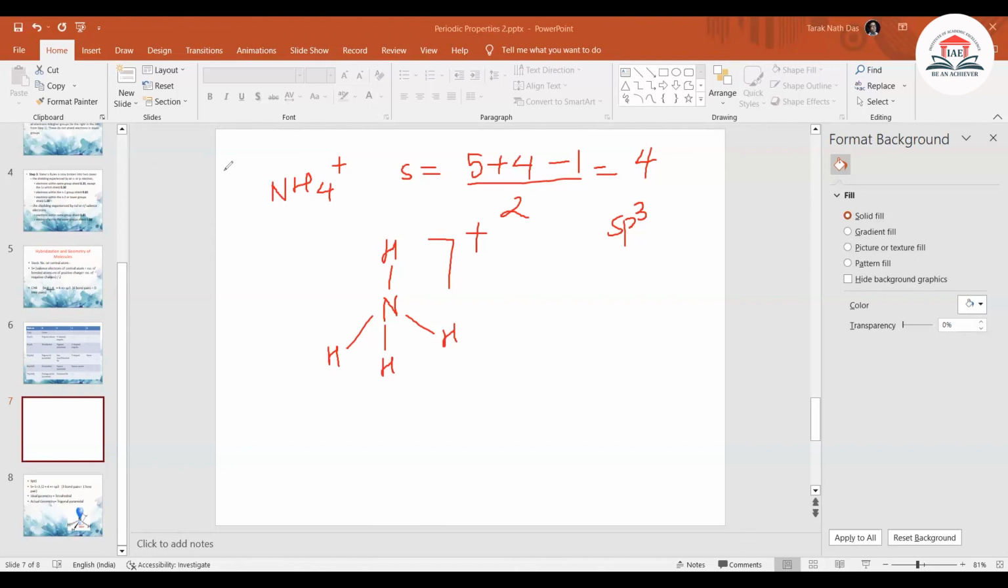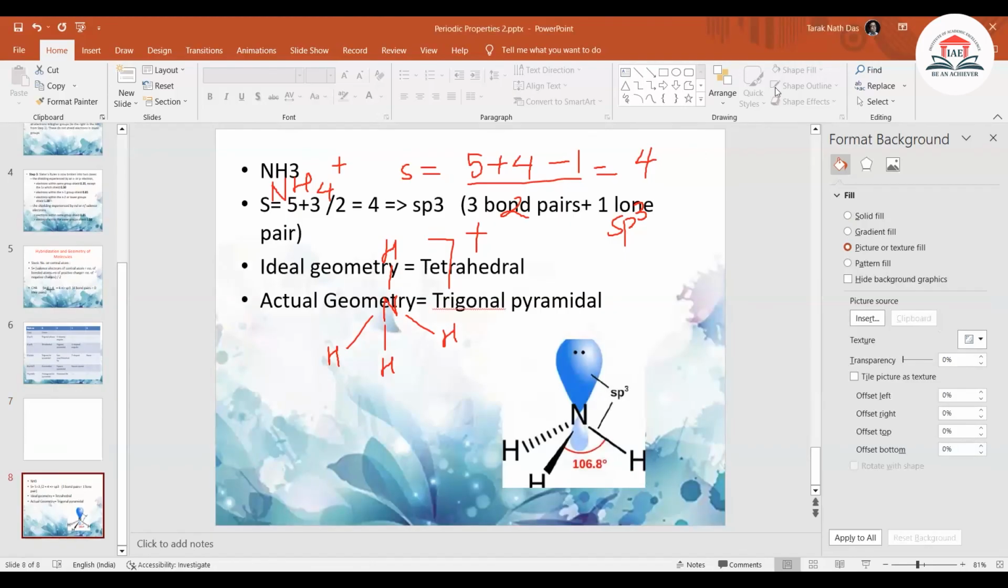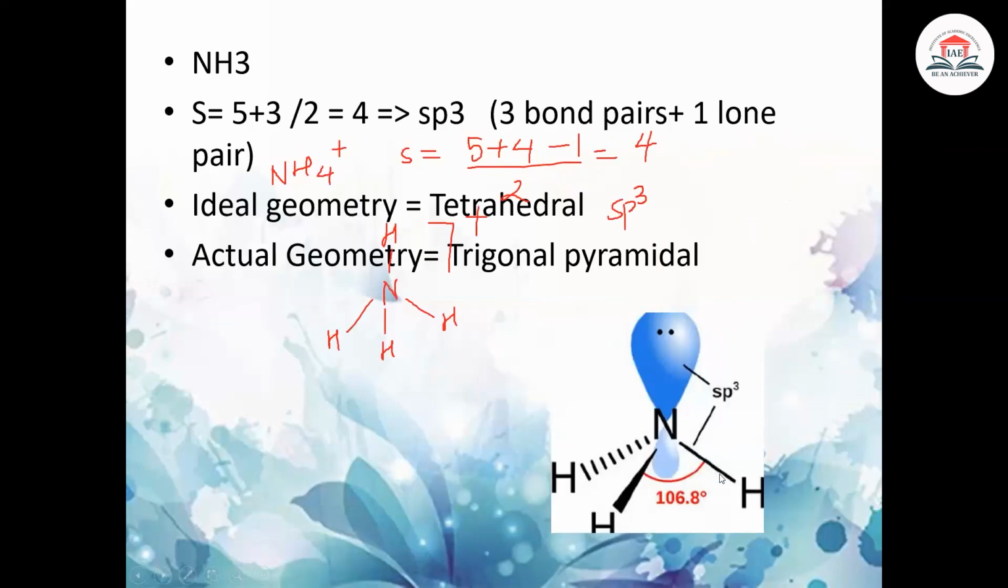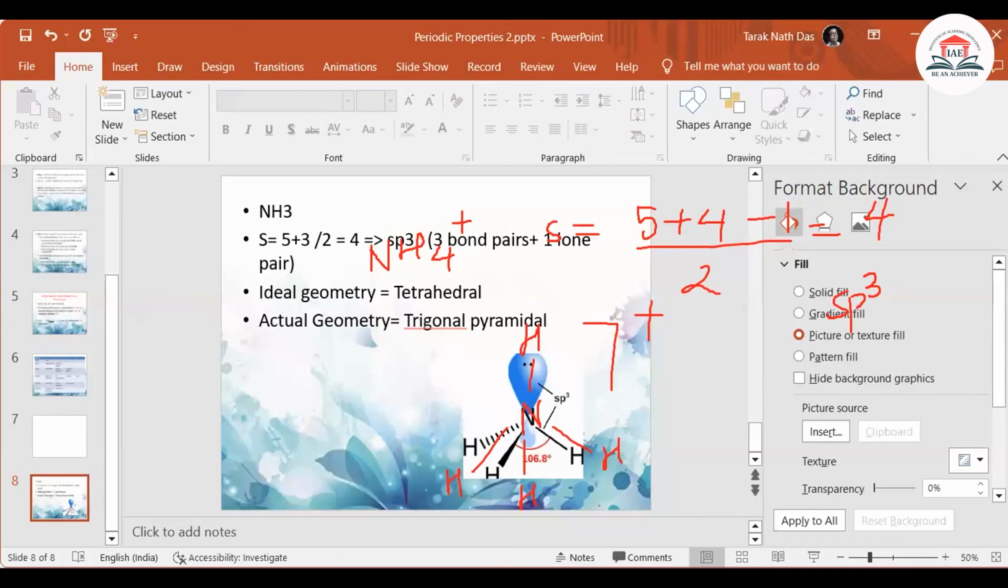Why does it happen? Because the lone pair actually pushes the bond pair electrons. Okay? Lone pair bond pair repulsion happens, and that is why it reduces to almost 107 degree. In water, there are 2 lone pairs, so the bond pair lone pair repulsion is even higher. That is why it reduces further to 104 degree. Okay, so these values you have to remember.